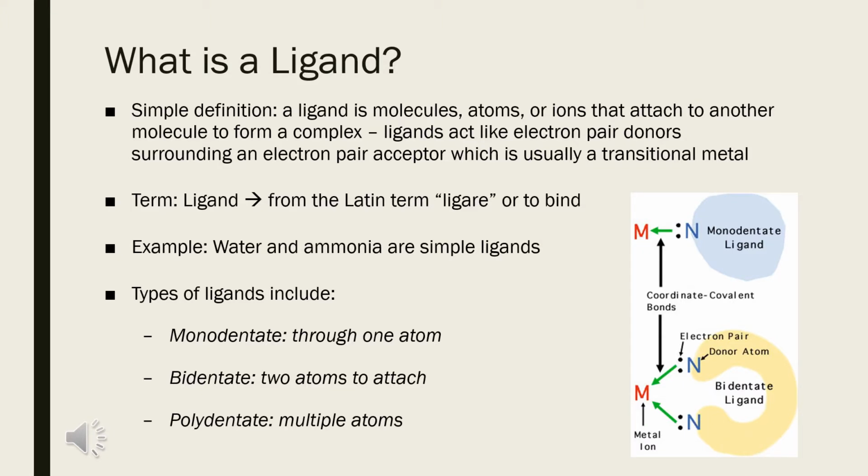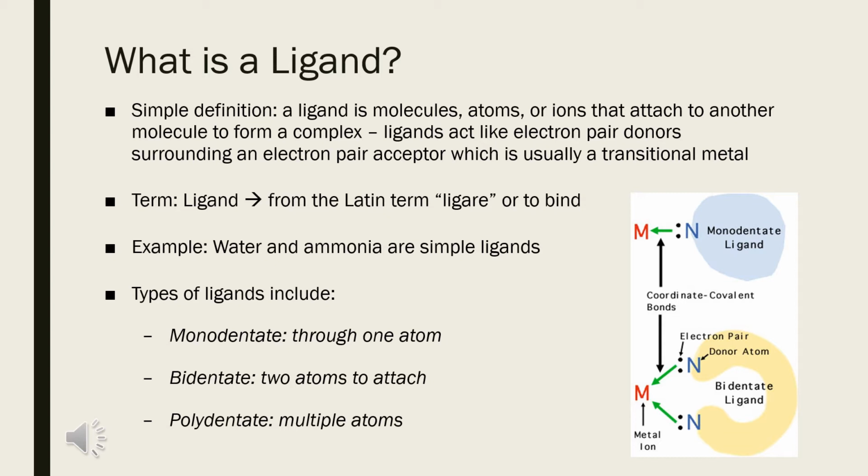So first, to build a background, I'm going to define what a ligand is. A simple definition is that a ligand is molecules, atoms, or ions that attach to another molecule in turn to form a complex. Ligands act like electron pair donors surrounding an electron pair acceptor. This electron pair acceptor is usually a transition metal, and I've provided this little graphic to show that, where you can see the attachment.